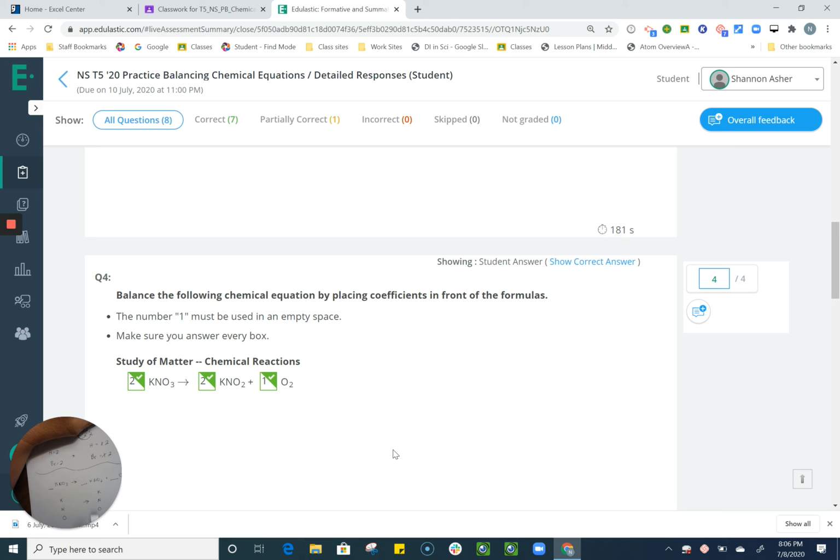Now we have to go back and count the atoms. No coefficient here, so that means it's understood to be 1. So we have 1 potassium, we have 1 nitrogen, but because there's a 3 there, that 3 goes with the oxygen. So we have 3 oxygen atoms. Now we're going to come over to this side of the arrow and start counting atoms. No coefficient, so it's understood to be 1. I have 1 potassium, I have 1 nitrogen, but I have a 2 here and a 2 here. So now I have 4 oxygen.